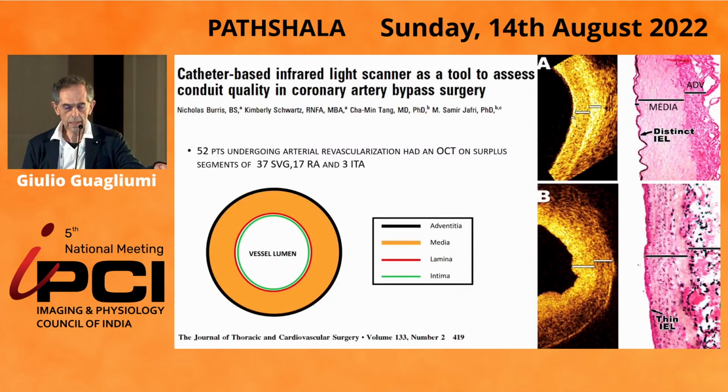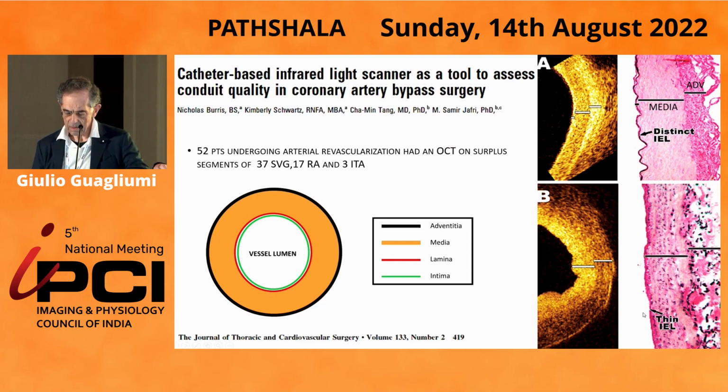Let's go back quickly to how the radial artery looks in OCT in this study that was done looking at the conduit quality of the discarded segments that were used for grafts. Here you have the comparison of the radial artery and the saphenous vein graft. What is important, a radial artery practically does not have the intima. They have a very distinct EL here. Then you have the media, and then you have the adventitia.